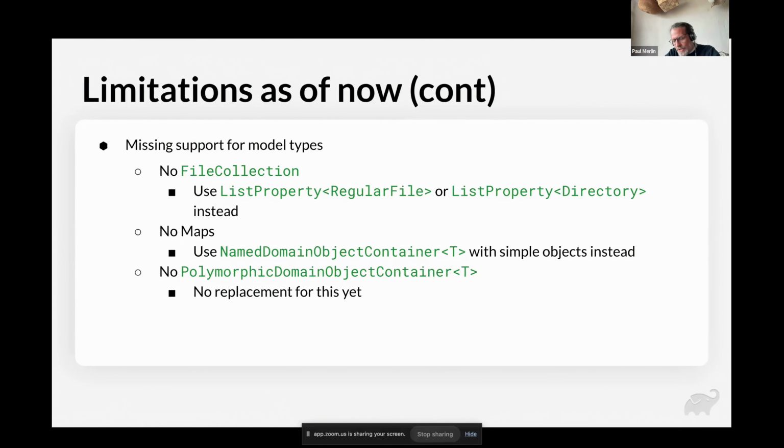In EAP3, there were no maps, but since then, we actually merged the support for maps on master. So maybe the next, it's on 9.0. It will be on Gradle 9.0. There are milestones already if you're brave. And no polymorphic domain object container. So we have support for monomorphic named domain object container, but we currently have no replacement for the polymorphic one.